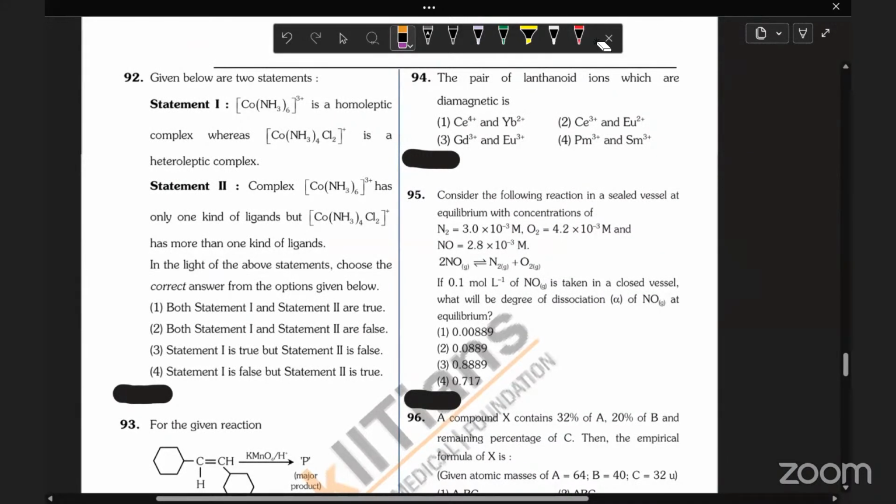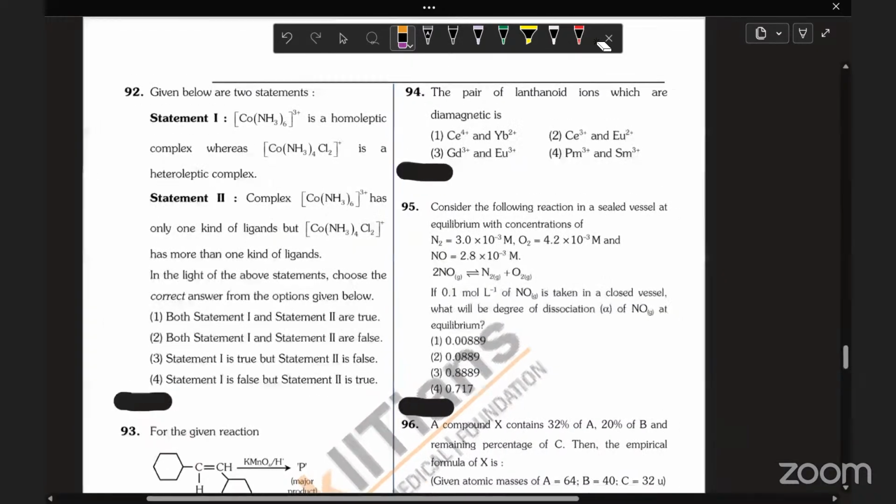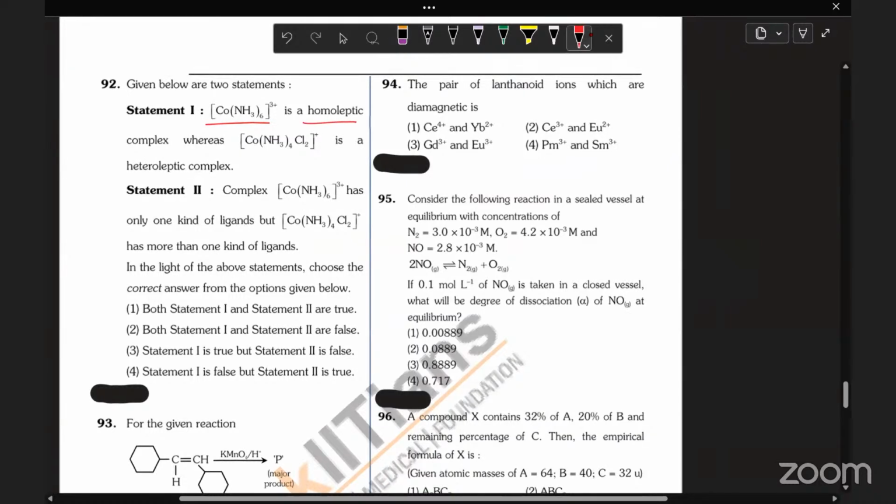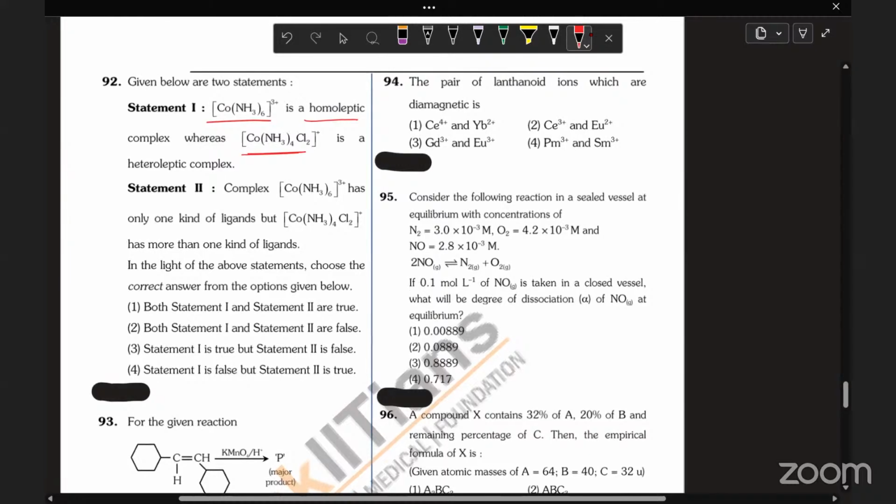All right. So again, a statement question. Co(NH3)6 is a homoleptic complex, whereas Co(NH3)4Cl2 is a heteroleptic complex. We can tell that even with closed eyes. Yes, that's true. Homoleptic is where the same ligands are present. Heteroleptic is where more than one type of ligand is present. So this complex has only one kind of ligand, but this complex has more than one kind of ligand.